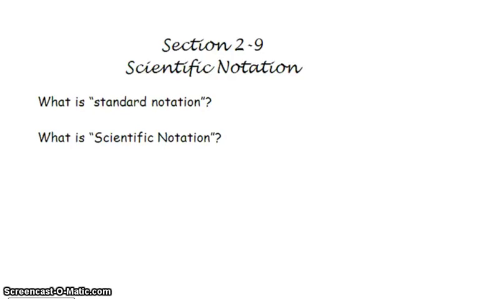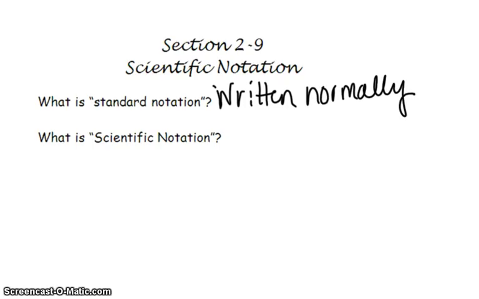We're going to start looking at numbers and how to write them in scientific notation, how to read them in scientific notation, how to rewrite them in standard notation. So standard notation is what we're used to seeing all the time. Standard notation just means written out, expanded, written normally. Here's an example, 7,500. That's standard notation.